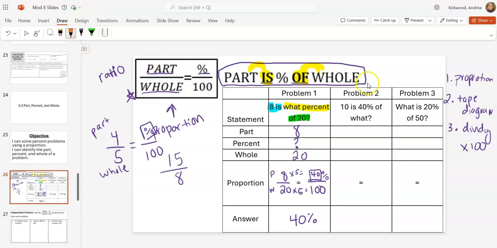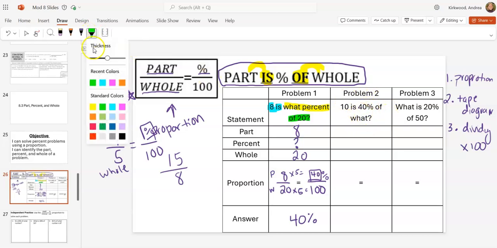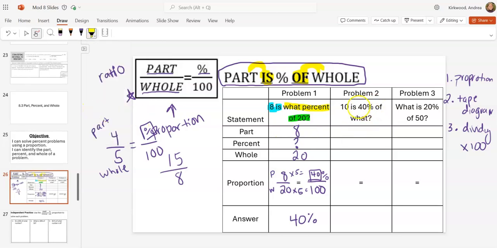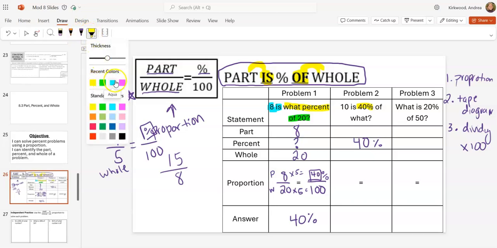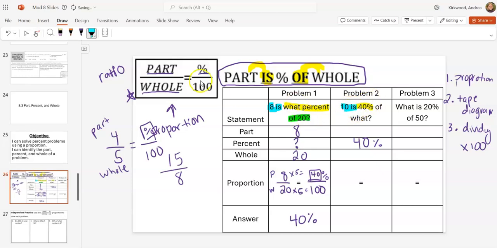Okay, let's do another one. So over here we've got 10 is 40% of what? So again, the easiest one I think to identify is that percentage because it's going to say the word percent or have that percent sign. So I know that the percent in this problem is 40. 10 is going to be my part because it is that first thing before is. And then the thing I'm missing is my whole because it says of what. So my part is 10, and then I don't know what my whole number is.